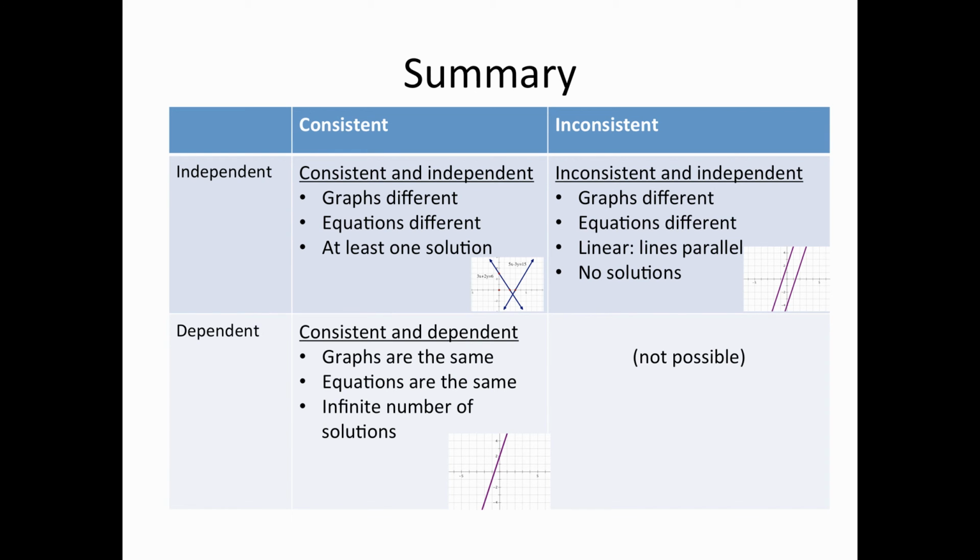So in summary, a system that is consistent and independent has different graphs, the equations are different, and there is at least one solution. For inconsistent and independent systems, the graphs are different, the equations are different. For linear systems, the lines are parallel, and there are no solutions. For systems that are consistent and dependent, the graphs are the same, the equations are the same or are equivalent, and there are an infinite number of solutions to the system.